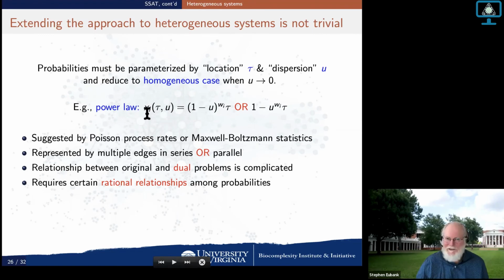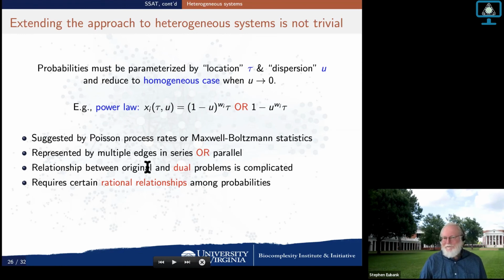So the probability of transmission on each edge is a function of these 2 parameters, tau and u. And the function is 1 minus u to the w, some weight associated with the edge, times tau. Or maybe you'd want to use this function. They're both very reasonable. These things are suggested by thinking of the interactions as Poisson processes that eventually happen or don't happen. Or you can look at it as a way to get Maxwell-Boltzmann statistics out of the dynamics. Another way to think of it is that you can take a single edge that has a weight associated with it and replace it with that many copies of an edge that has a unit weight, either in series or in parallel. And that's what gives you these 2 different power laws.